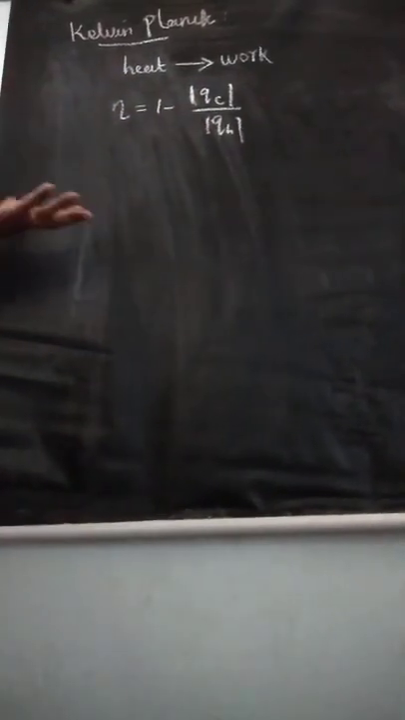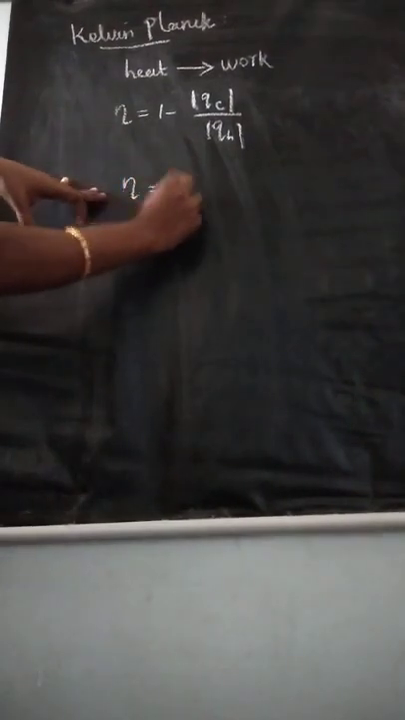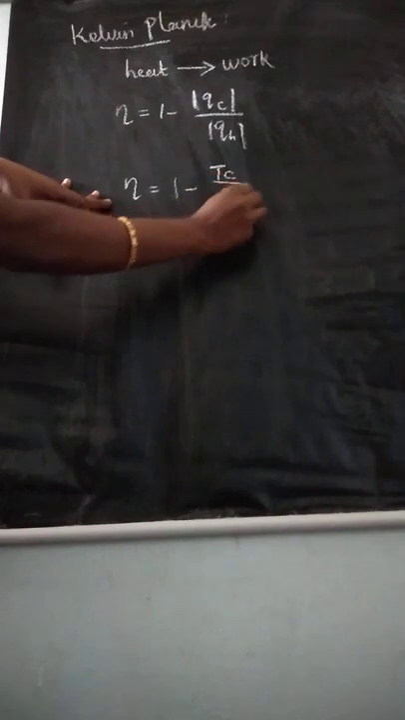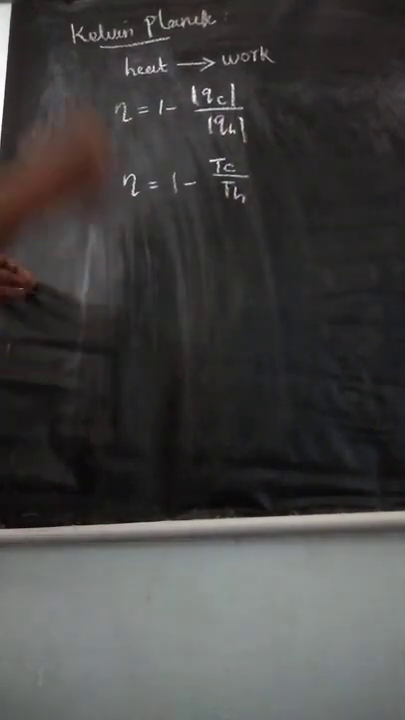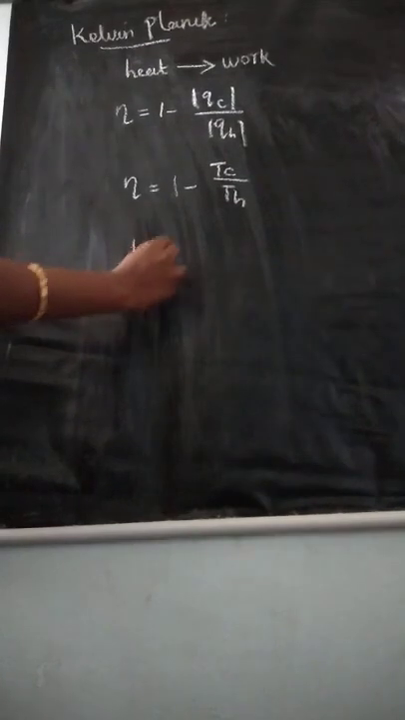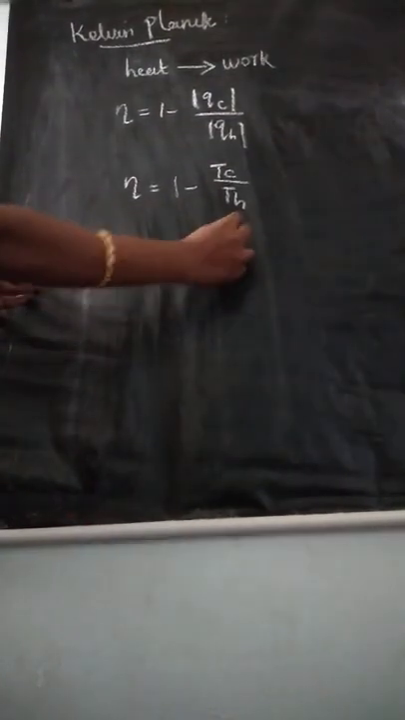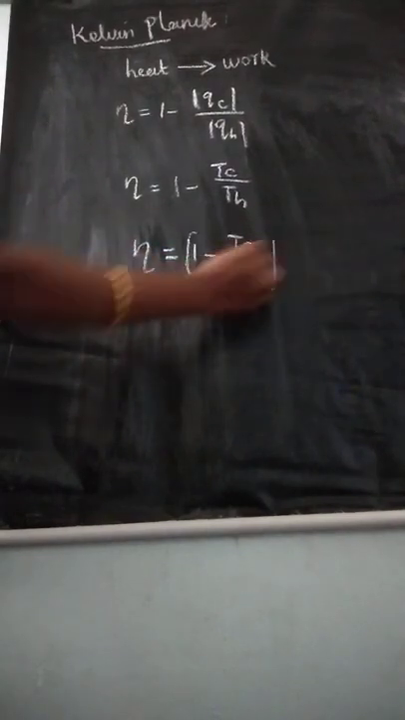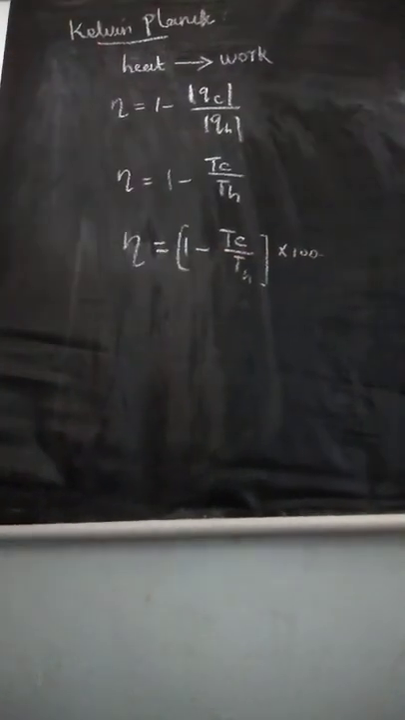If you are applying system and surroundings, we get the formula eta is equal to 1 minus TC by TH. And we can write the percentage efficiency formula: percentage efficiency eta is equal to 1 minus TC by TH into 100. Understand? So this is the Kelvin-Planck statement.